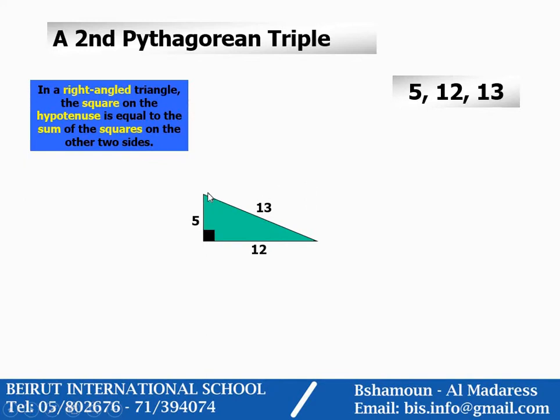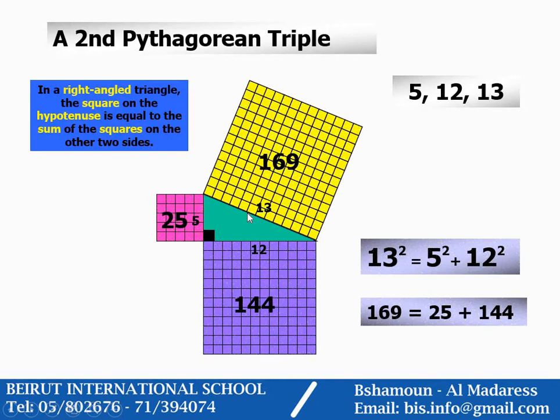Let's take an example. In this triangle, this is a right triangle of sides 5 centimeter, 12 centimeter, and hypotenuse 13 centimeter. If you draw the square here of side 13, you get an area of 169. A square here of side 5, so its area will be 25. Another square here of side 12, so its area is 144. Which means this square contains 25 small squares, this square contains 144 small squares, and this square can contain 169 small squares.